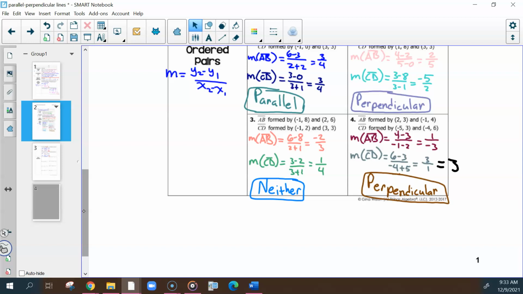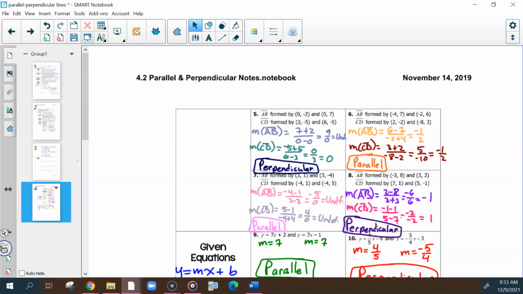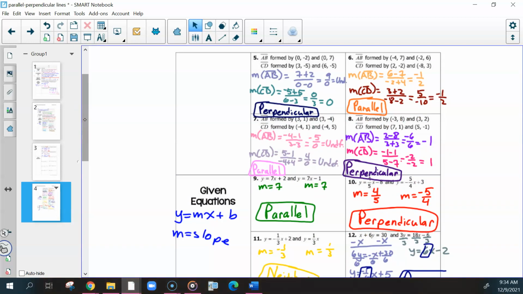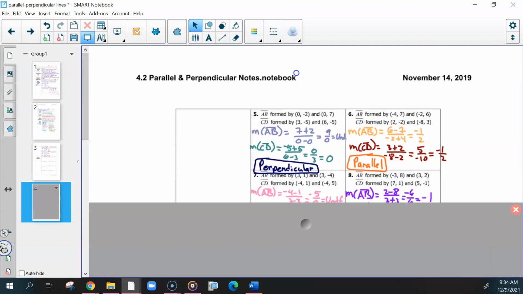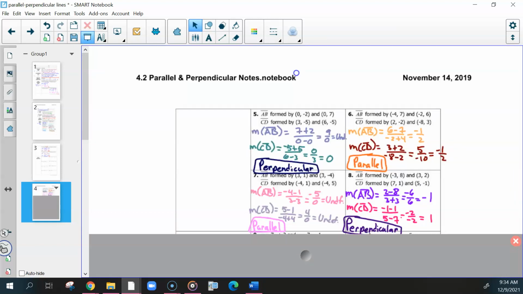Do we have questions on those two? Number 6 was parallel. They go to the highest slope of -1. And number 8 was perpendicular. I'm sorry, one had a slope of -1 and the other one was 1. Questions on those? Number 7 was perpendicular. We did that together.